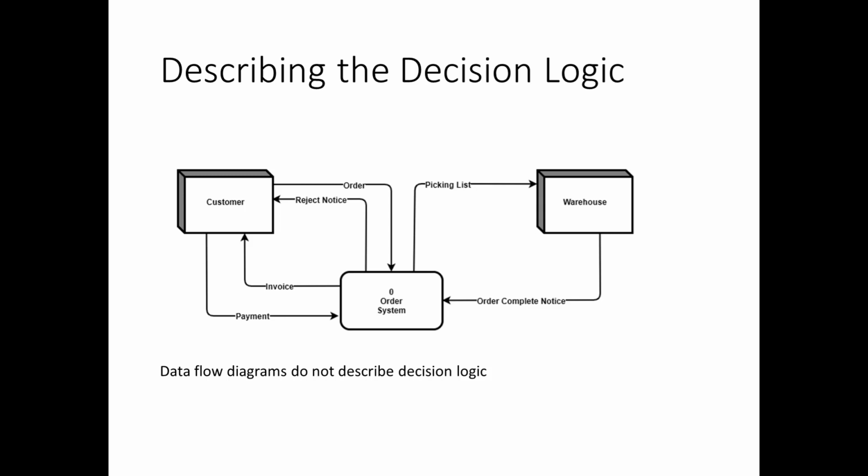However, this decision logic is really important because programmers need to understand users' decision logic to develop the system. Then what tools can we use to describe decision logic? So there are three tools. We have structured English, decision table, and a decision tree. In this session, we just focus on decision table.